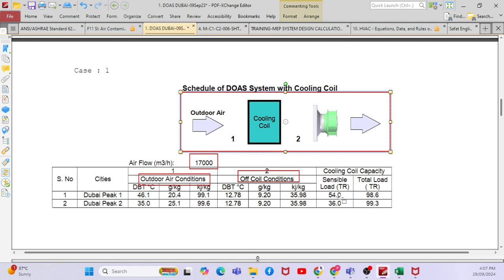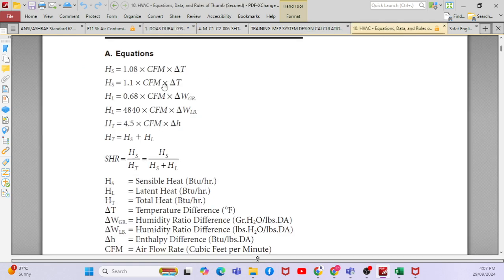So to calculate the sensible load, what is required? 1.08 multiplied by CFM. This CFM is calculated using ASHRAE 62.1, right? And multiplied by delta T. What is the delta T? The on-coil and off-coil temperature. The on-coil temperature will be the same as the external temperature, and the off-coil temperature will be lower than the dew point temperature, which is 14.4 degrees Celsius.